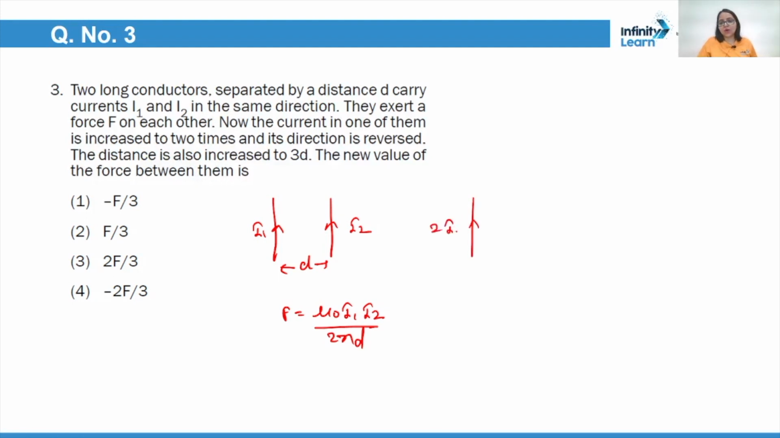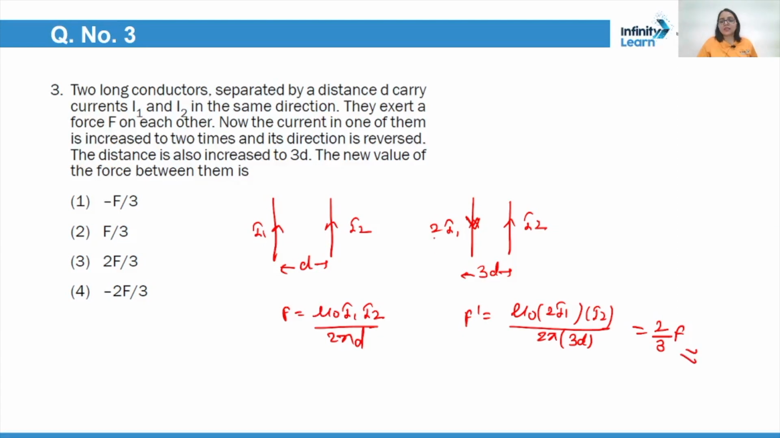So let's say it is 2 I1 with reverse direction and this is I2 and the separation is 3d. So new force F dash will be mu naught into 2 I1 into I2 divided by 2 pi into 3d, which is 2 by 3 times F. But its nature is also reversed. Now it is repulsion because direction is opposite. So correct answer is option 4.